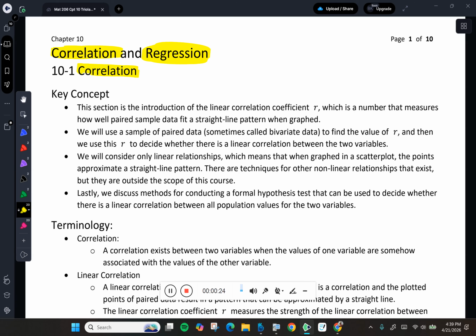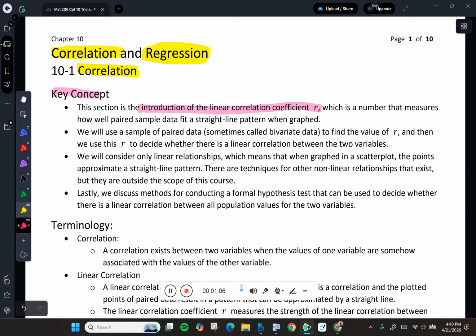Okay. All right, so key concepts or key ideas that we're going to take a look at in this section are the introduction of the linear correlation coefficient, which we are going to use the lowercase letter r for. It's also sometimes called the Pearson correlation coefficient, named after one of the people who did some of the original work on this back when it was developed and, I guess, invented, if you will. And so we're going to find that value, that linear correlation coefficient, which is a number that measures the strength or how well sample data fits a straight line pattern when graphed.